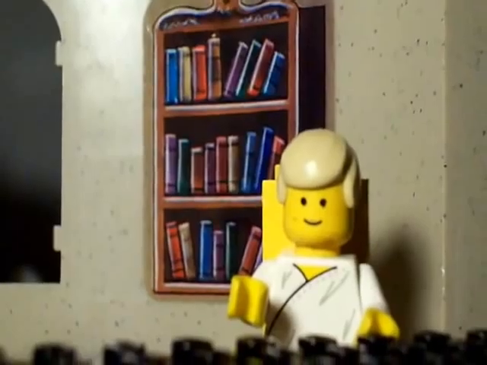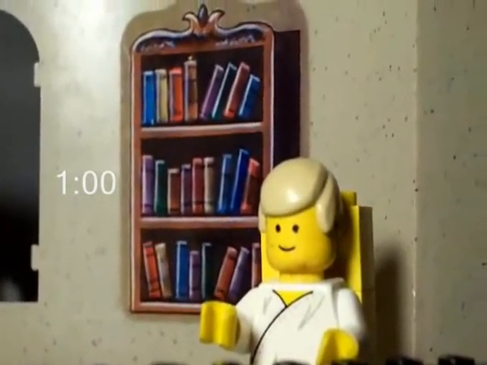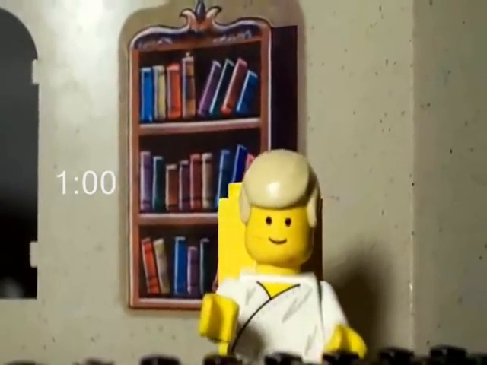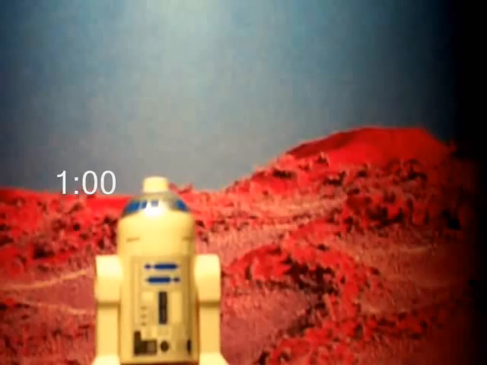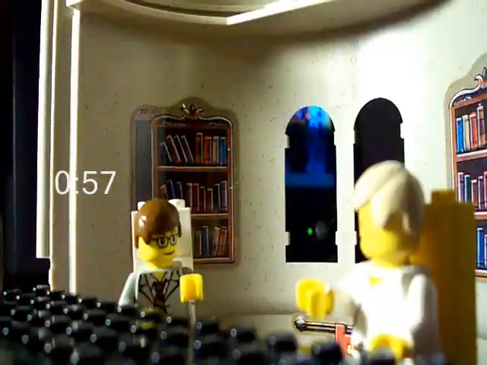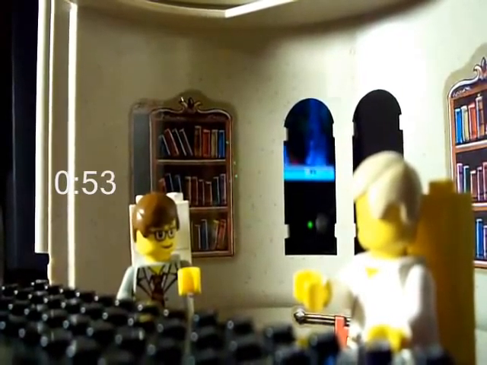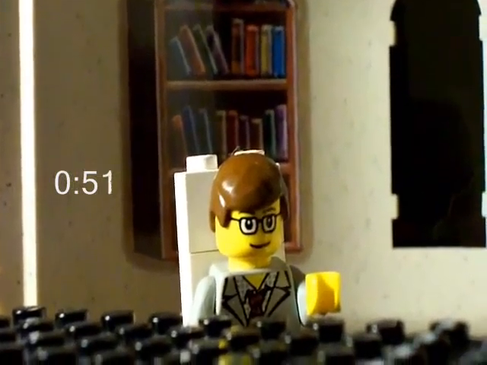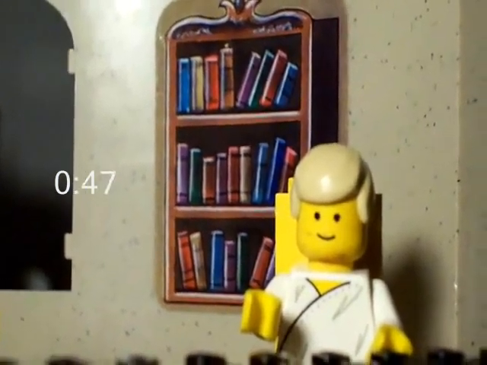I'm going to set a timer for 1 minute, and R2 is going to start rolling. In the meantime, I'll explain how we're going to measure R2's speed. Are you ready, R2? Great. Ready? Go. Kent, do you remember the formula for measuring speed? Distance divided by time? Exactly.